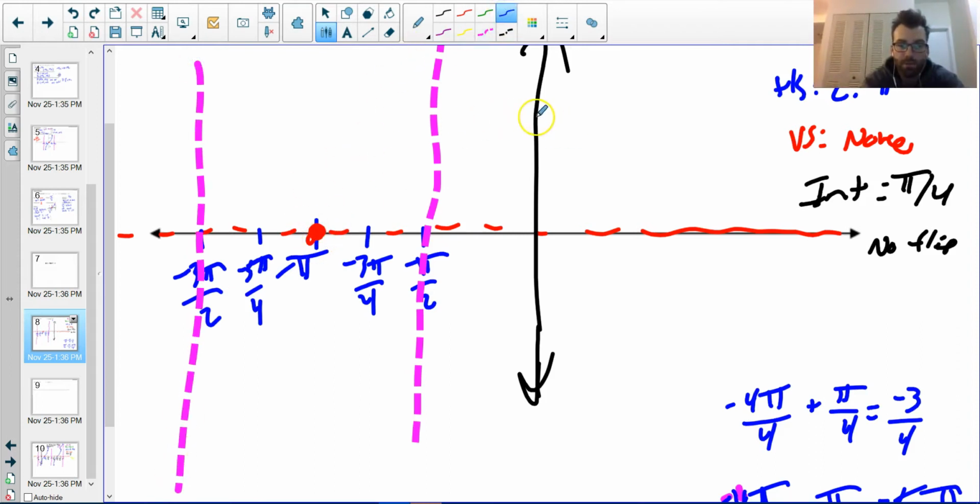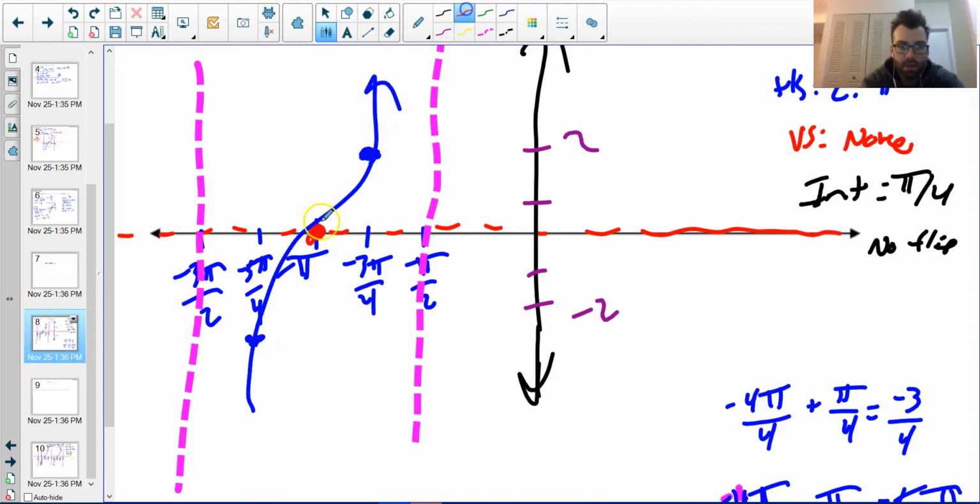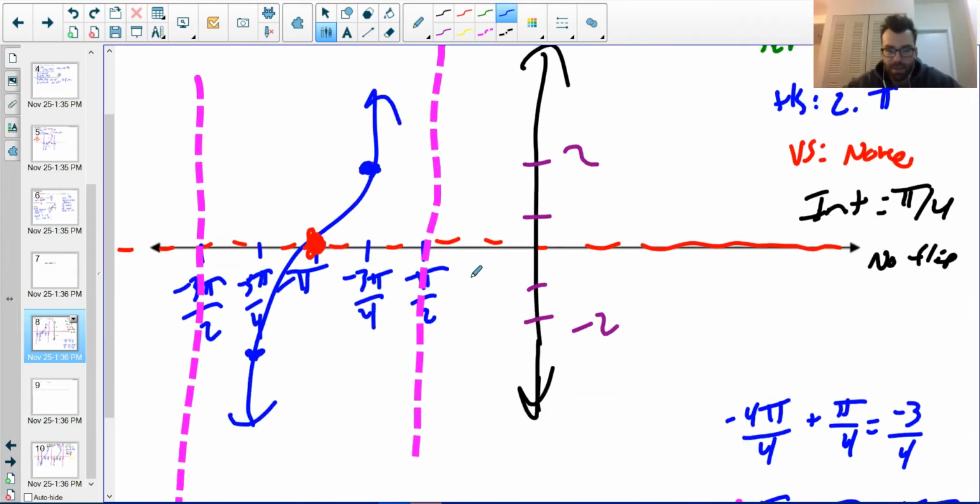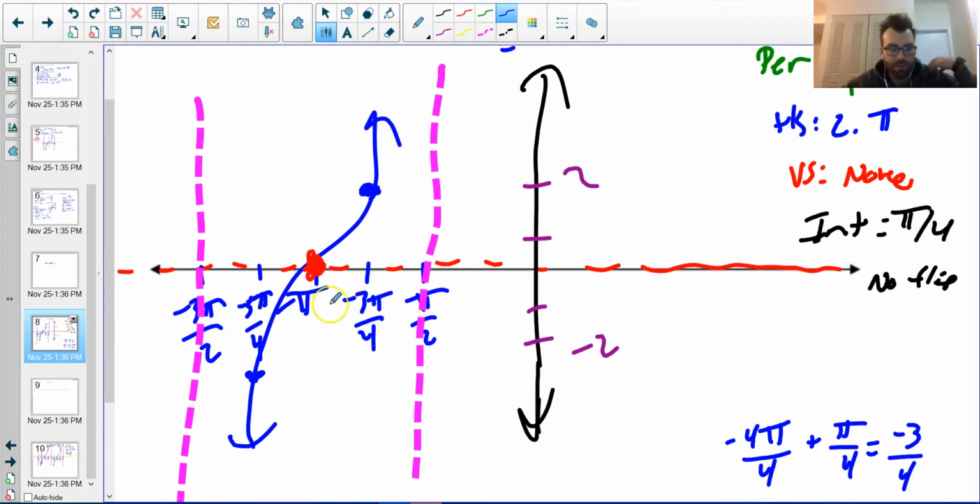All right, graph 1 period. Okay, my vertical stretch was 2. So I have 2 and negative 2. And I connect my dots. There you go. Trick of the trade: make the dots bigger sometimes. And I could keep going, but I'm just going to leave it at that for this one because I didn't give myself enough space.